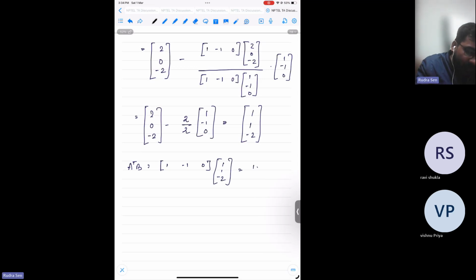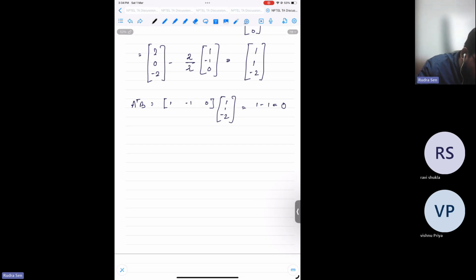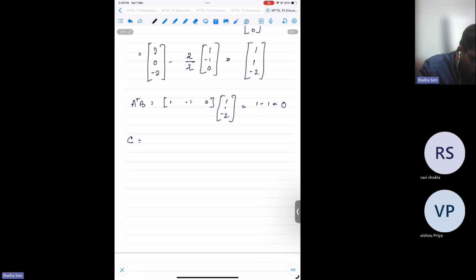So it comes out as 1 minus 1, and then it's a 0. So that means they are orthogonal. So orthogonality checking is done. Okay, now I have to find out the C vector. What is the C vector? Definition: small c minus A transpose c by A transpose A into A.